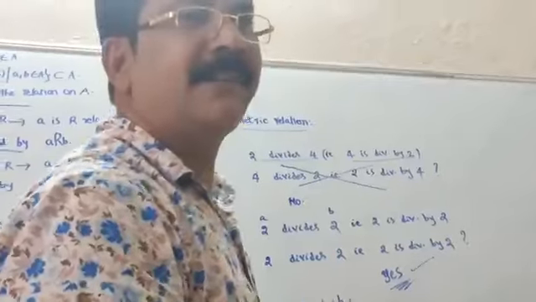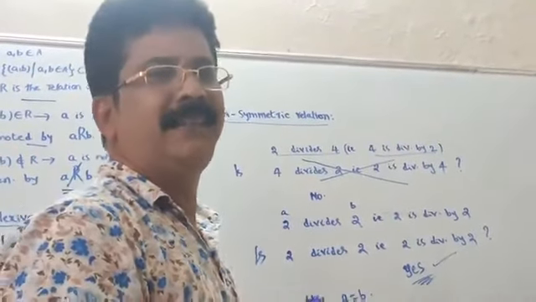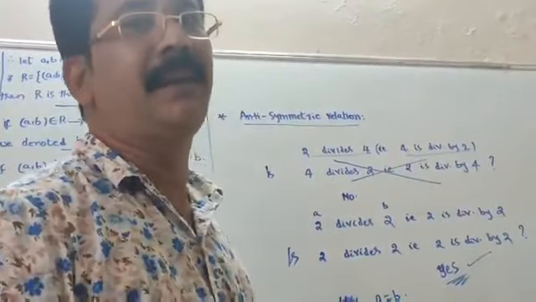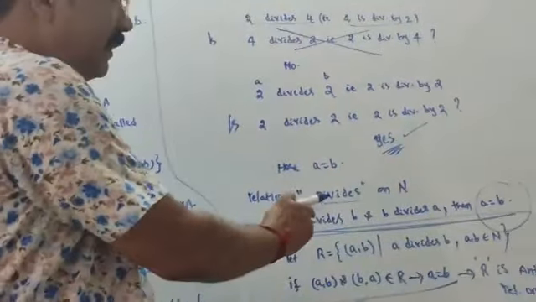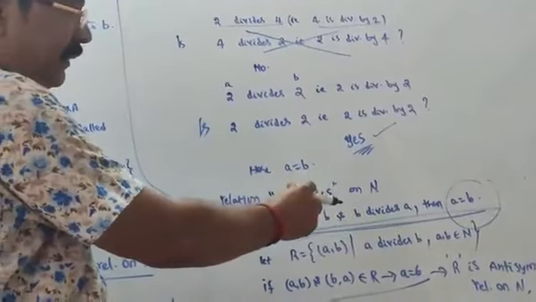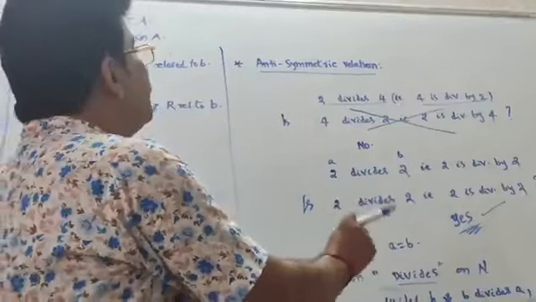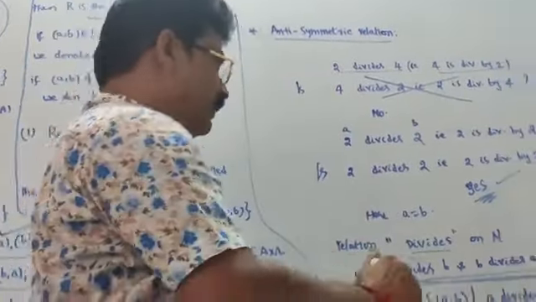Of course, it is not possible to define like that on integer set, because in integer set 0 is there. That's why R is not anti-symmetric relation on Z. This is small definition about anti-symmetric relation.